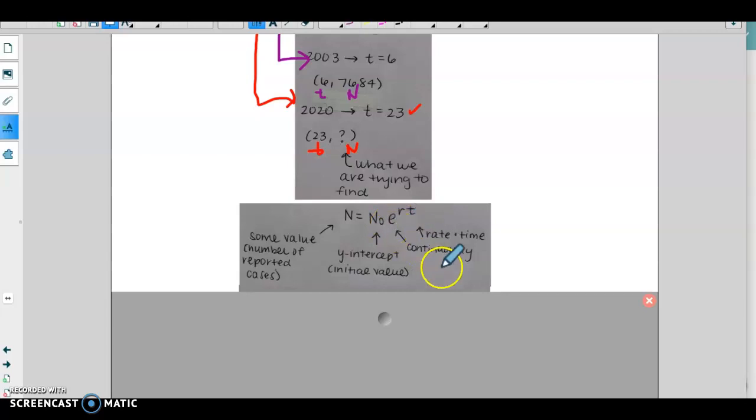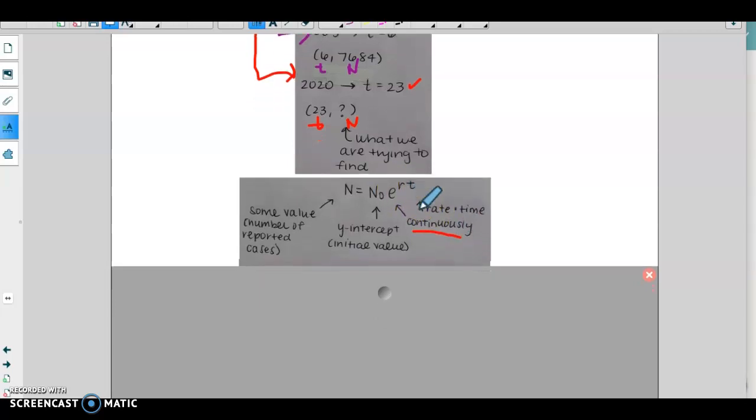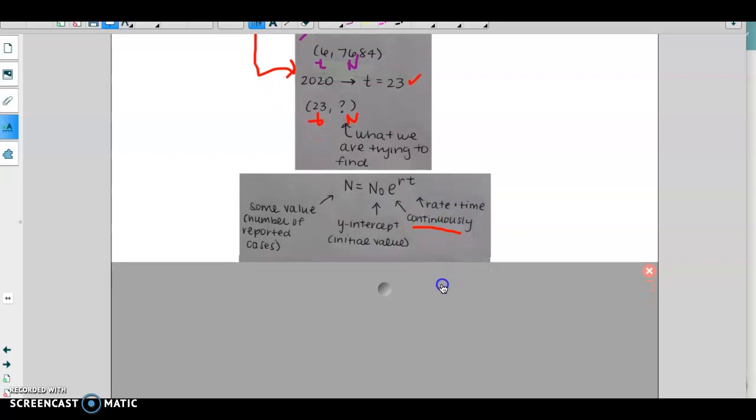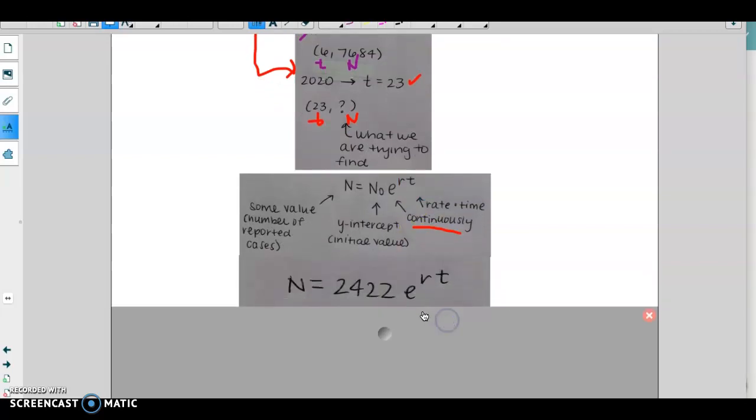We're using this formula because it was continuously compounded. This is happening continuously. Data is being collected all the time. And my R is my rate, obviously, and my T is my time. So let's go through my initial thing that I know. All I know is that I'm starting with 2,422 cases. But I have to figure out when t is 23, what's my n?